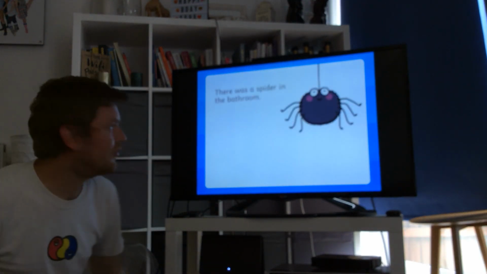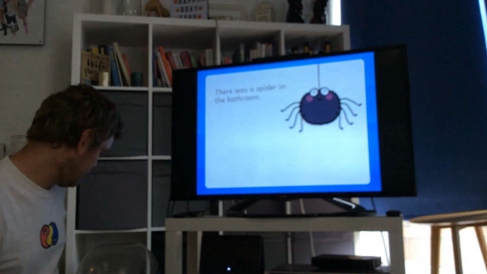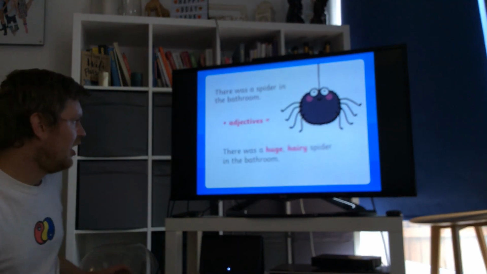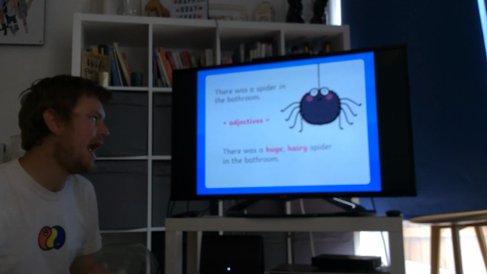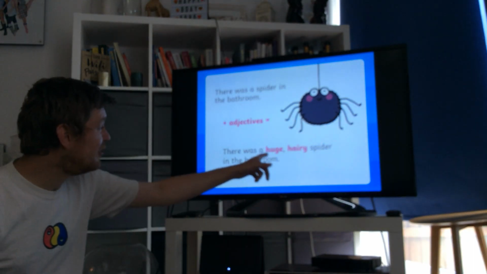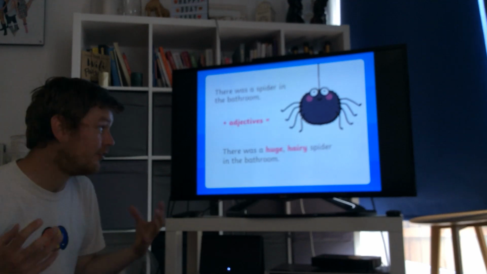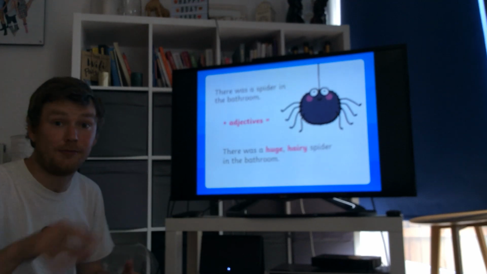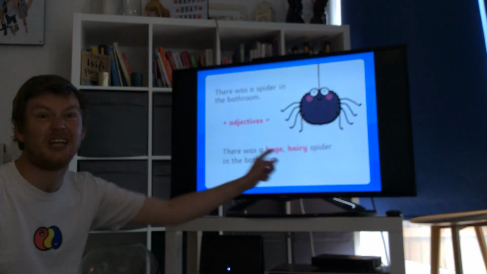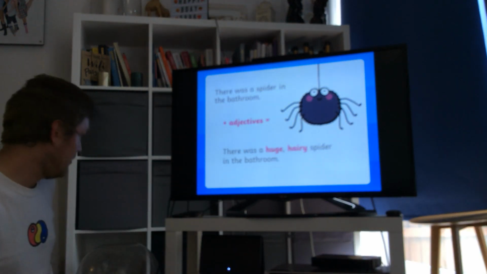Ooh, so there was a spider in the bathroom. Add some adjectives and it becomes, there was a huge, hairy spider in the bathroom. Again, just adding huge and hairy makes that sentence seem so much more interesting. And it gives people an idea. It's not just a little small spider. It was a huge, hairy spider.